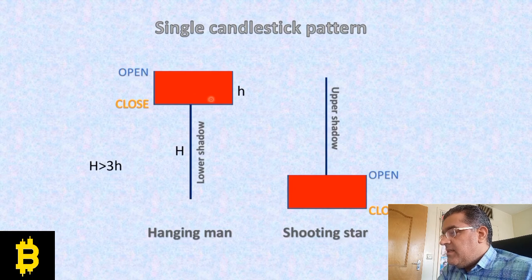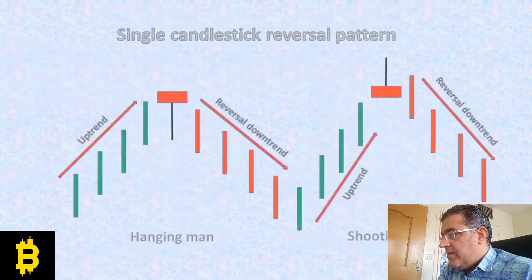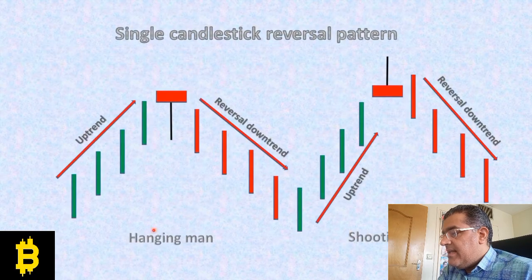In this graph, we see the hanging man and shooting star both characterized by a small body. The long lower shadow, as you see, and the long upper shadow, as you see. The upper and lower shadow must be more than 3 times the size of the body. Both of them are seen at the top of an upper trend. The color is not important.